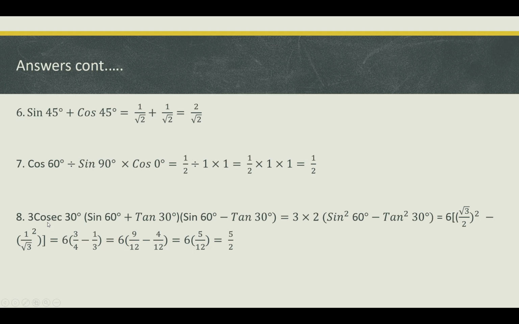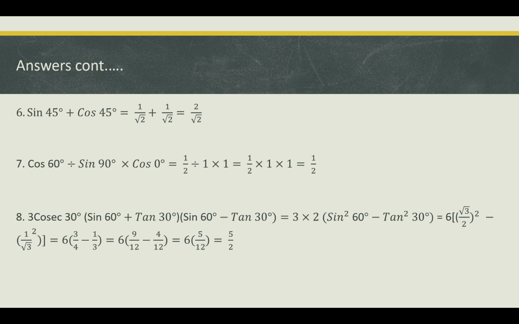Now I'm going to substitute the value of cosec 30, which is 2. Cosec is the opposite or the reciprocal of sine. So sine 30 is 1 by 2, which is half, and the reciprocal of half is 2. So it becomes 3 by 2, which is equal to 6.